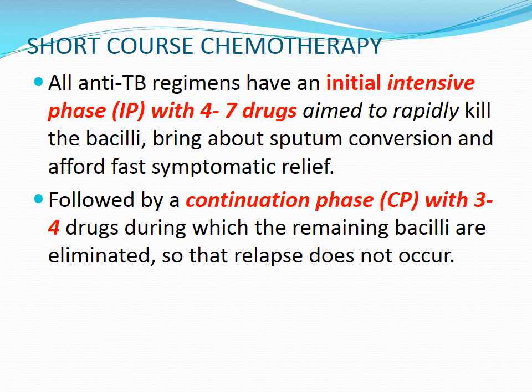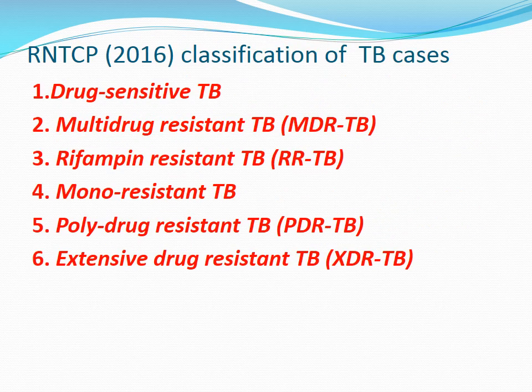Okay, so intensive phase and continuation phase. Intensive phase with 4 to 7 drugs, continuation phase with 3 to 4 drugs. Now RNTCP 2016 as well as 2018, they are quite similar in this. They have classified the tuberculosis cases into the 6 types of tuberculosis, and my main focus in this lecture is on these 6 types of the tuberculosis.